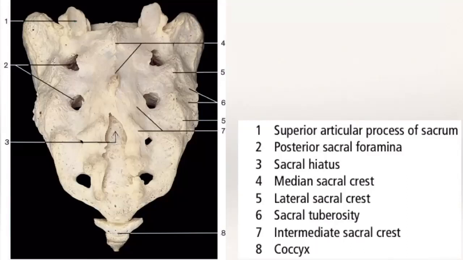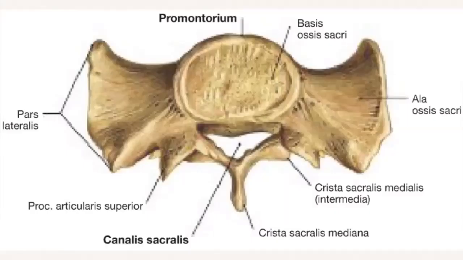You see the sacral canal, right? Tubercles, median crest, dorsal foramina, lateral crest. So this is the intermediate crest. This is the sacral canal, right?